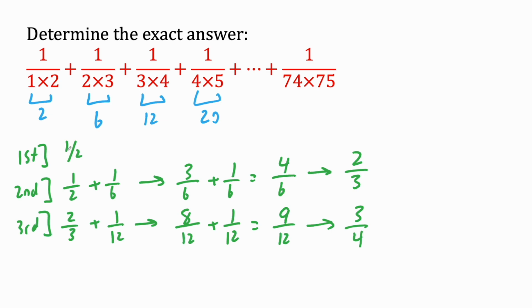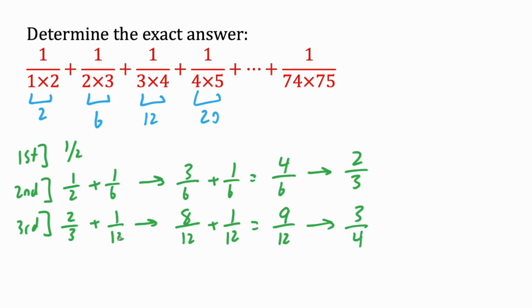The first term, the numerator is 1, the denominator is 2. The second term, the numerator is 2. Third term, numerator is 3. So that might be a pattern. Likewise, the denominator is 2, 1 more. Denominator is 3, 1 more. Denominator is 4, 1 more.